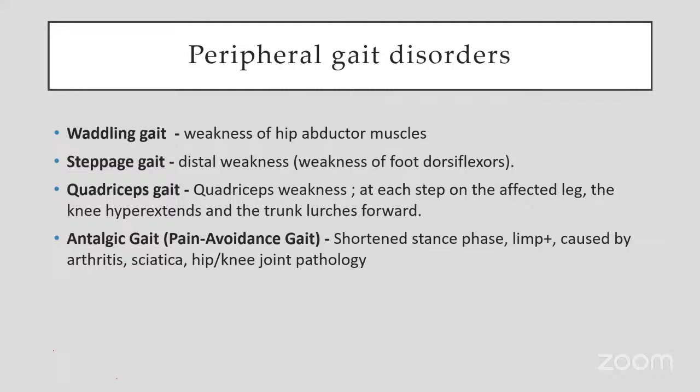Antalgic gait is a pain avoidance gait. It has a shortened stance, limp, and it is caused by arthritis, sciatica, or hip or knee joint pathology.